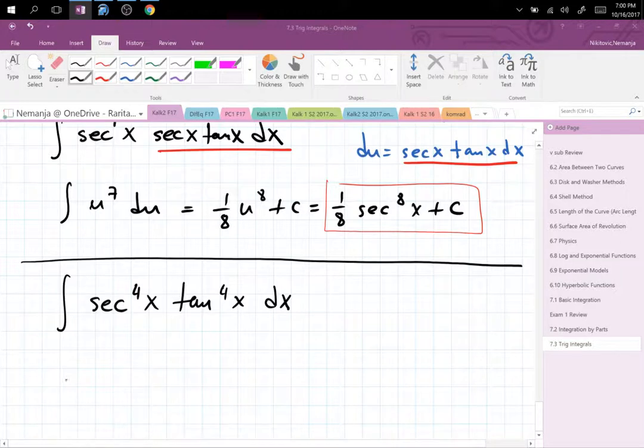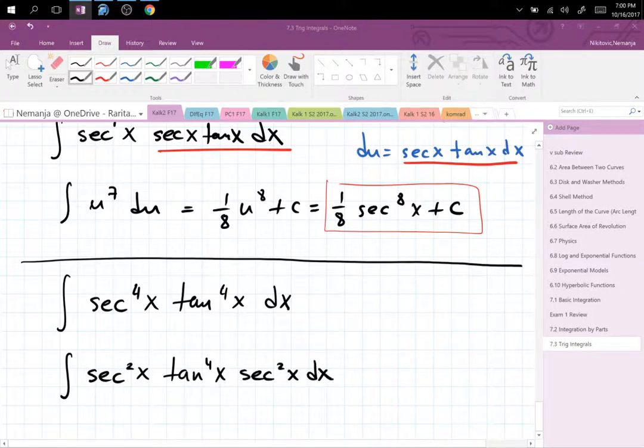All right, so there we go. We stole one of the secant squares, because we remember that the derivative of tangent x is secant squared x. So now I have the secant squared dx left for du. The only issue is this guy over here. I have to get rid of it. These two are good. I need to keep those.